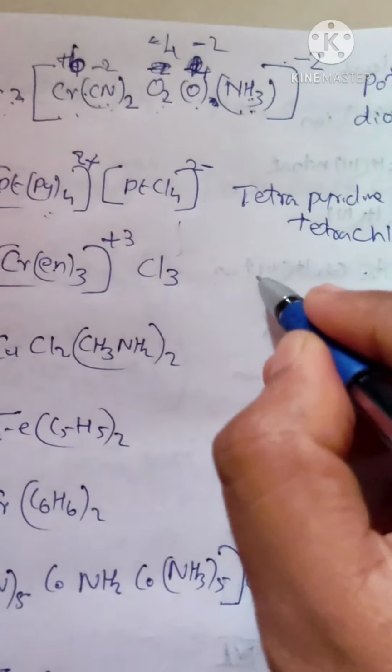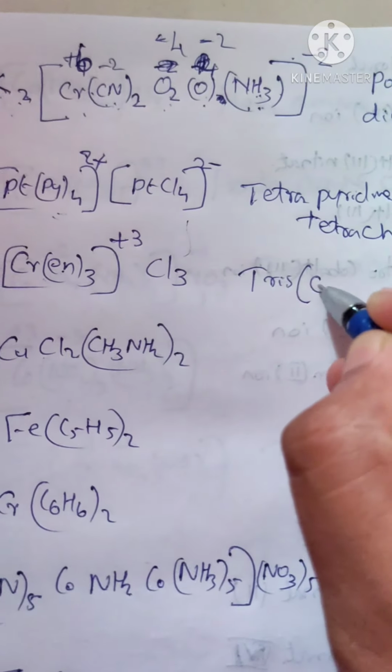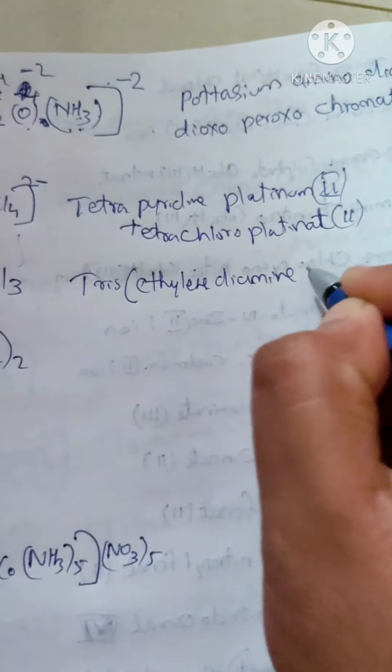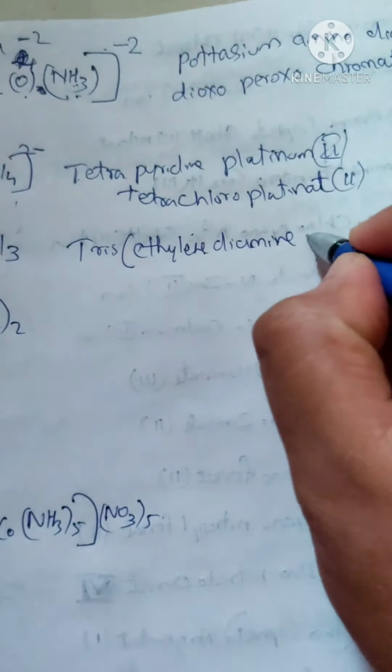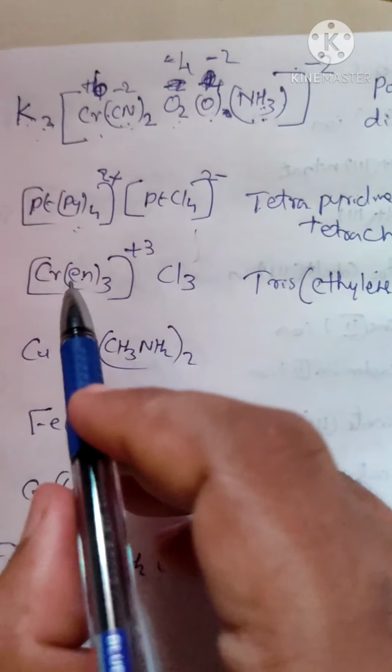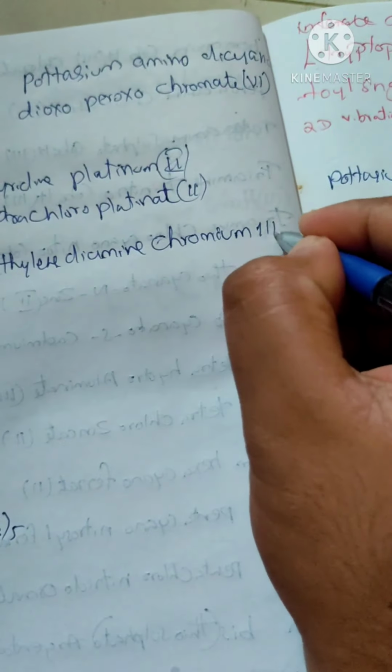So the name will be tris, then in brackets ethylene diamine, tris ethylene diamine chromium, then we have +3 oxidation state, so 3, tris ethylene diamine chromium 3, then we have chloride.